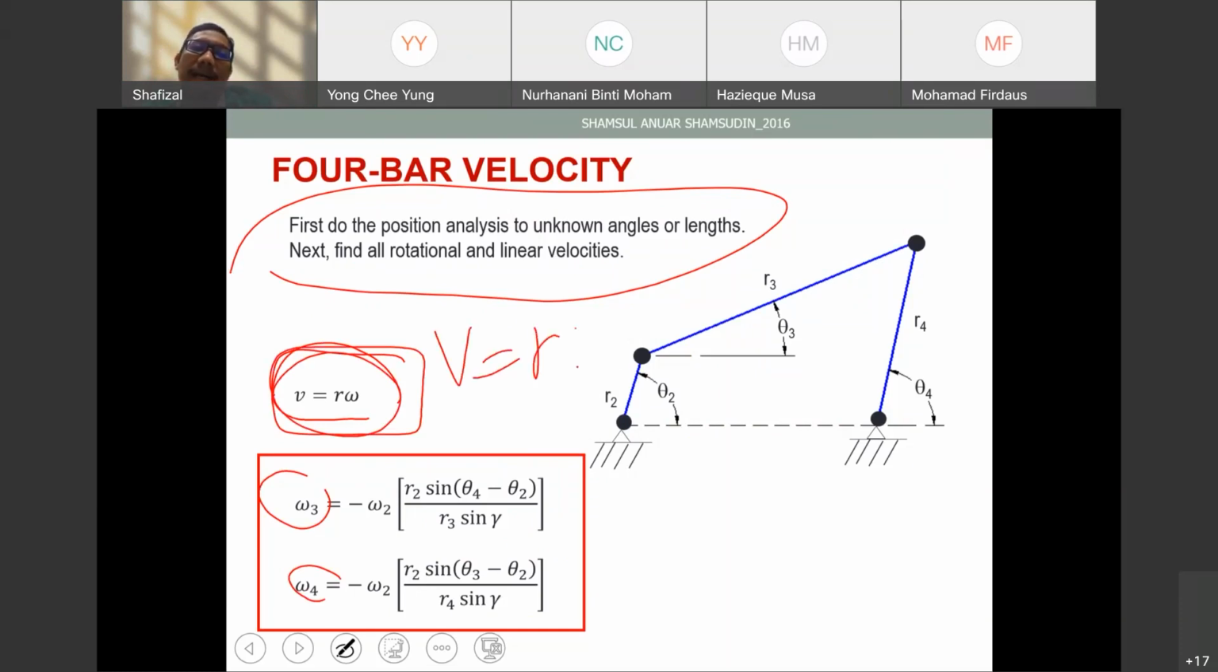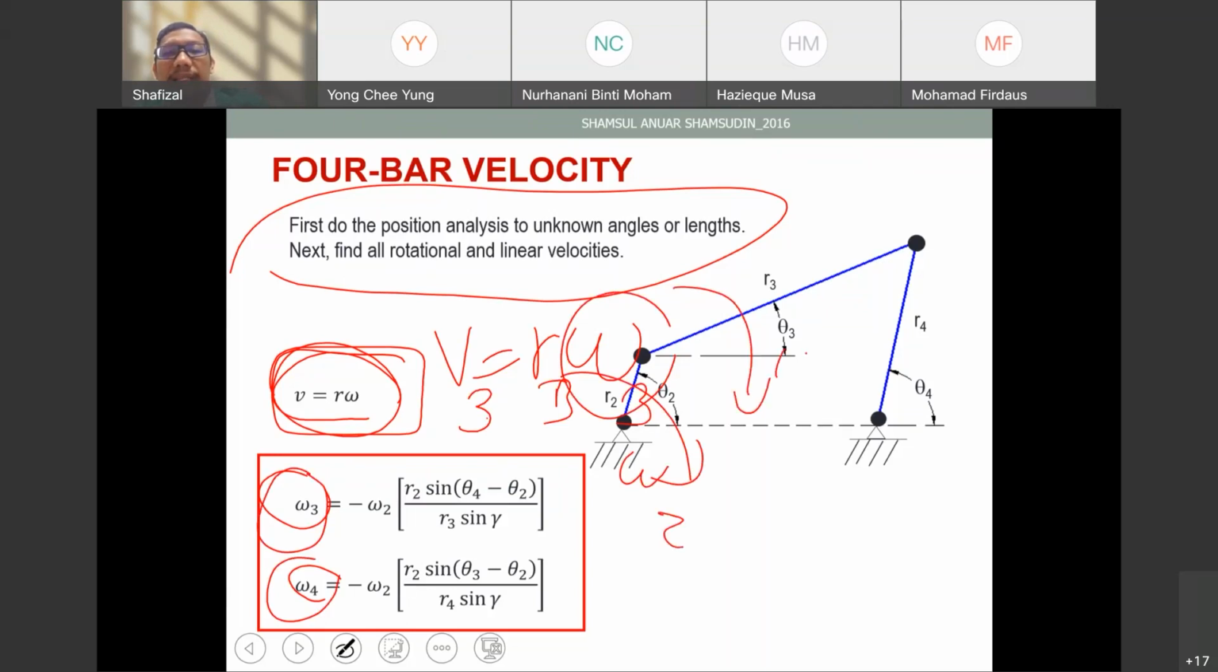We know that velocity is equal to R omega, when we know each omega, right? Let's say V3, for example, V3 is R omega 3, R3 multiplied by omega 3. So in this case we get omega 3, and then we can also find omega 4. For this case, this is omega 2, this is omega 3, and this is omega 4. All right, so we can find omega 3 and omega 4. But we can also find the linear velocity for a point, let's say this one, point A, B, C. So we can find VC, R3 multiplied by omega 3. Right, okay, that is how you find it.